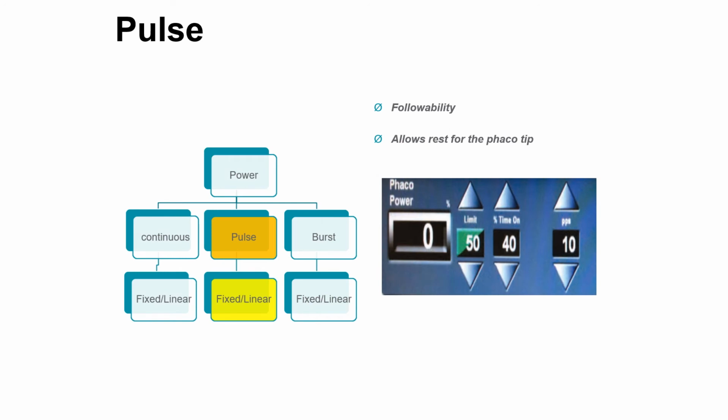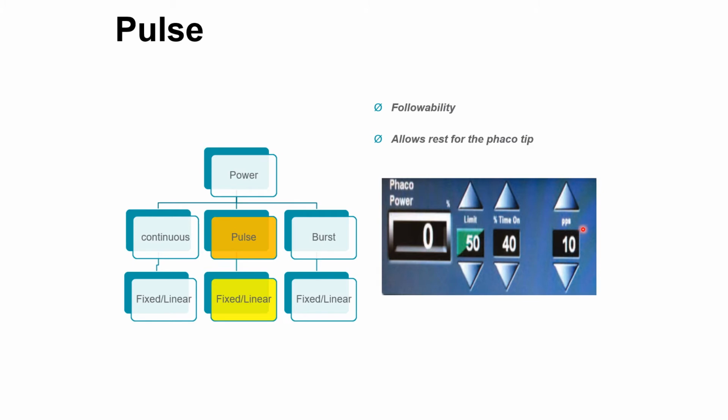So now we discuss the pulse mode of energy delivery inside the eye. In continuous, as I said before, the Phaco tip does not rest. However, in pulse mode, there is a resting period for the Phaco tip. The pulse mode can again be fixed or linear. So here, basically, what you see is a display of the pulse mode in one of the Phaco machines. This is what you have selected.